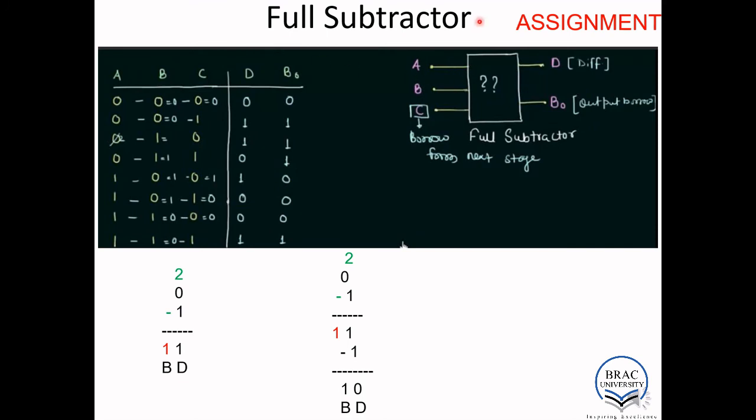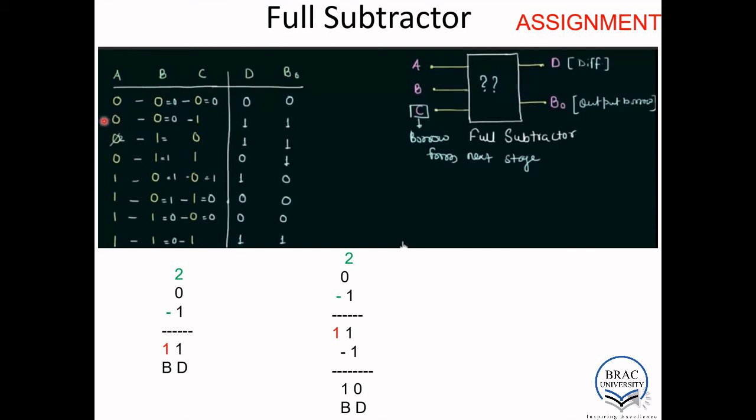So this is the full subtractor. This is your assignment, so I'm giving you some hints. For the full subtractor, you will have A, B, and C. So 3 inputs. C is your borrow from the previous bit. D is the difference. B naught is the output borrow. So 3 inputs, 2 outputs: A, B, and C in; D and B naught out, difference and output borrow.